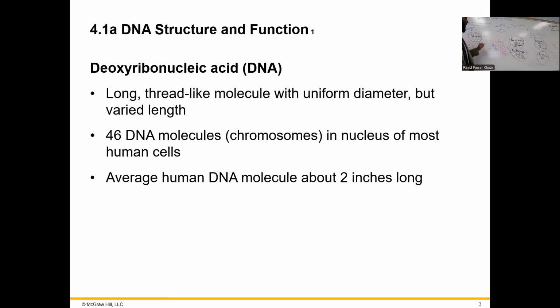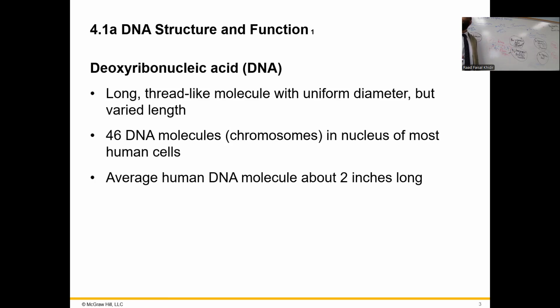If you think it is nitrogenous and phosphate, raise your hand. Nitrogenous and ribose, raise your hand. Nitrogenous and nitrogenous, raise your hand. If you think it's phosphate and phosphate, raise your hand. If you think it's phosphate and ribose, raise your hand. If you think it's phosphate and nitrogenous, raise your hand. Our winner is there.